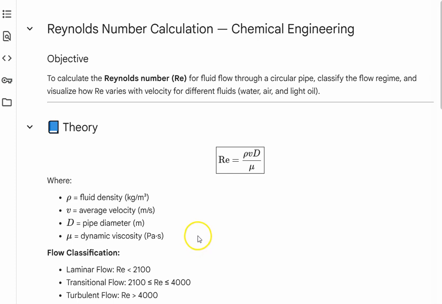If Reynolds number is less than 2100, the flow is laminar, that is smooth and orderly flow. If Reynolds number is between 2100 and 4000, that is transition flow. Above 4000, it is turbulent, where eddies and fluctuations dominate.